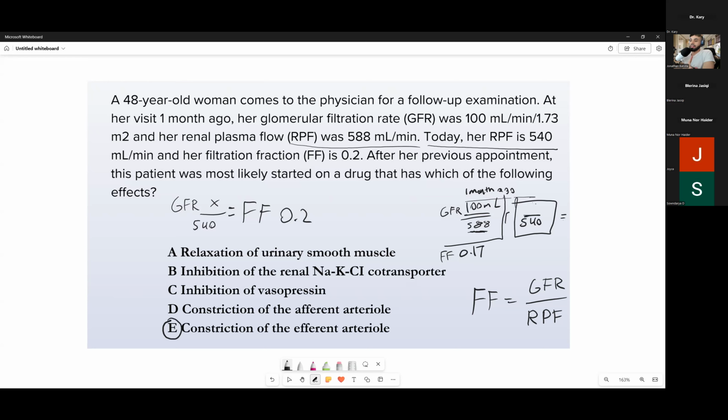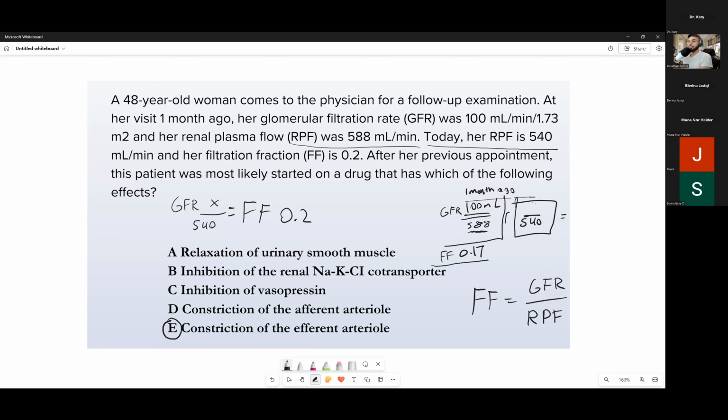So let's connect that. I'll show you the instant replay, like in sports, when you do a home run, they show you a little instant replay. So I'm going to tell you exactly where you were able to apply the concept that you need to know. Once the calculation was done, you found that before it was 0.17, now it's 0.2. You drew a conclusion here. You said that the filtration fraction has increased since her last visit a month ago.